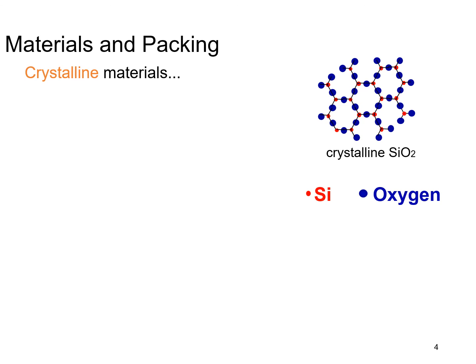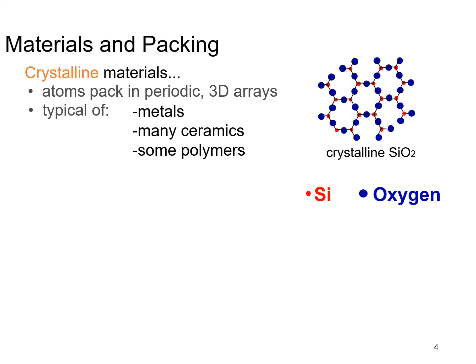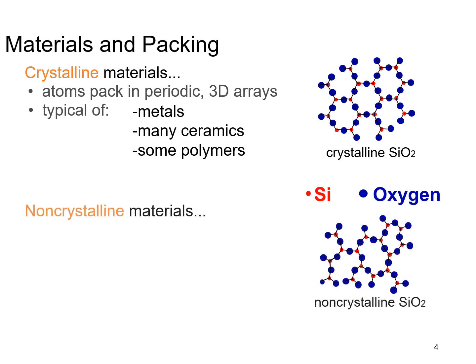We're going to talk about these repeated patterns as crystalline materials. An example here is crystalline silicon dioxide. The atoms pack in periodic 3D arrays. This is pretty typical of metals, many of our ceramics, and some polymers, though they function in a slightly different way. We'll get to that in the polymer chapter.